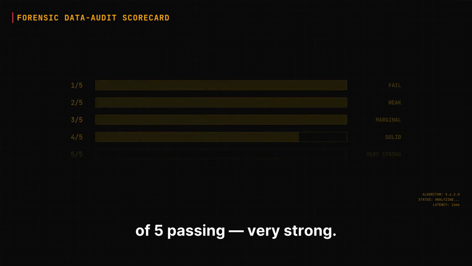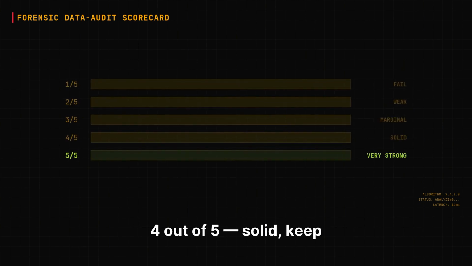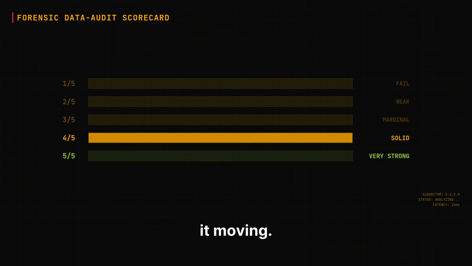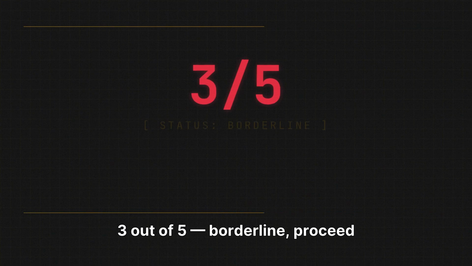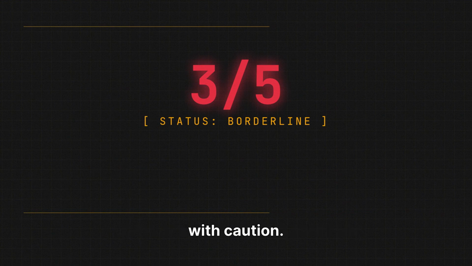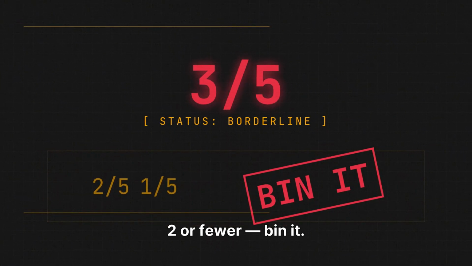Here's my rule of thumb. 5 out of 5, passing. Very strong. 4 out of 5, solid, keep it moving. 3 out of 5, borderline. Proceed with caution. 2 or fewer, bin it.